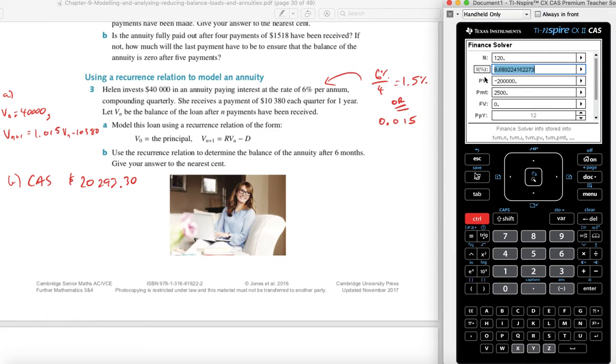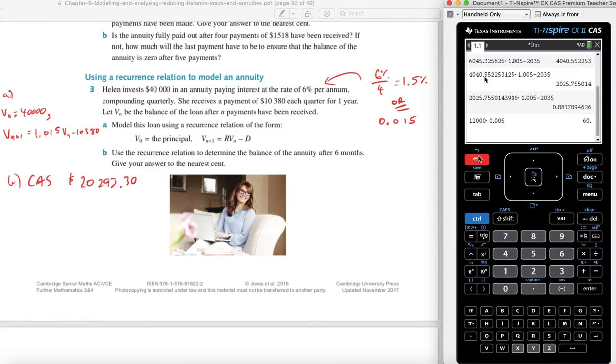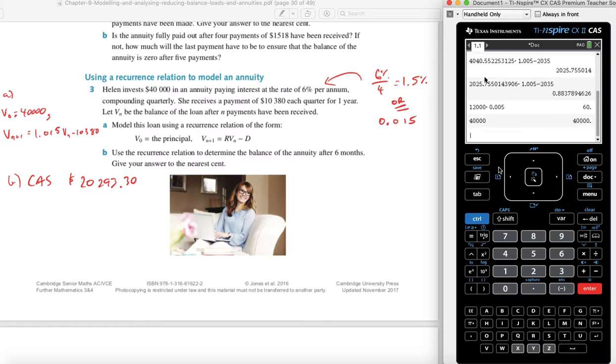I've said do it on the CAS. So if you do it on the CAS, we've got our 40,000. Enter. And remember, we're going to multiply that by 1.015, and I'm going to subtract the payment, 10,380. There's 1, there's 2.